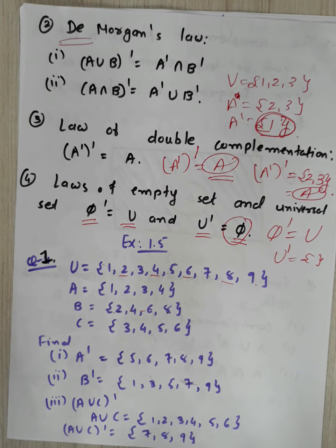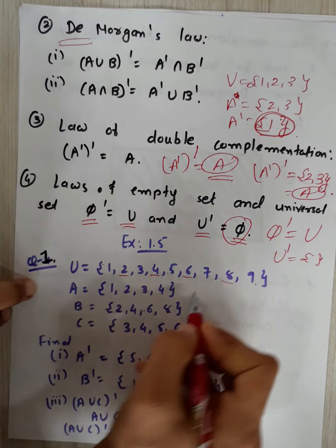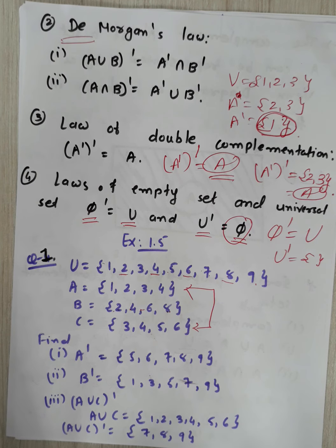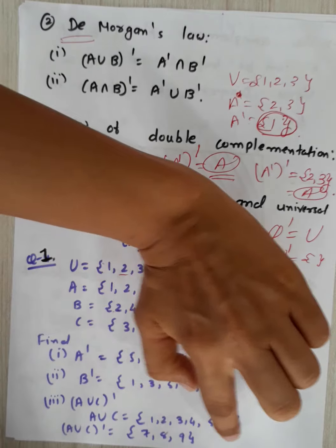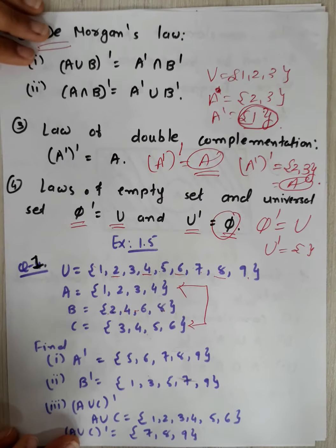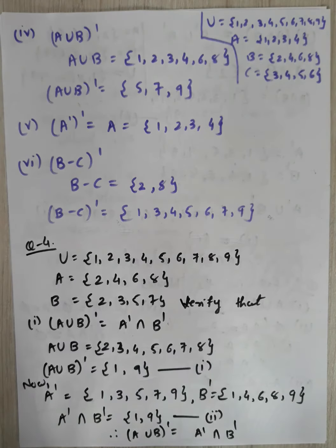Now third, you have to find A union C whole dash. So first of all you have to take the union of these two, A and C, right? So 1, 2, 3, 4, 5, 6. A union C means 1, 2, 3, 4, 5, 6. Now A union C whole dash is equal to, apart from these elements, with respect to U, you have to find dash of A union C. So 7, 8, 9. This is the A union C whole dash.